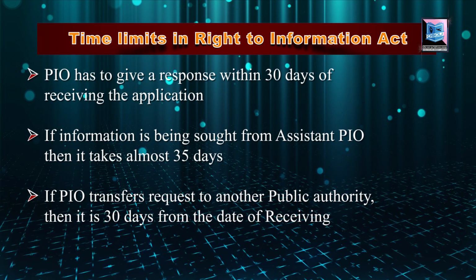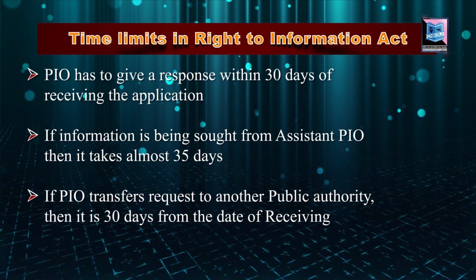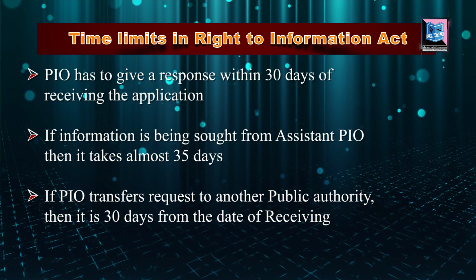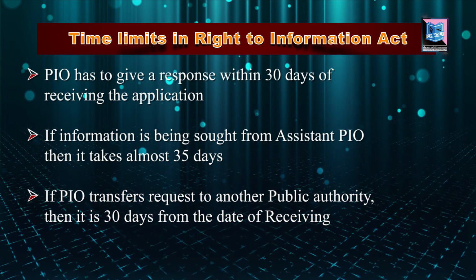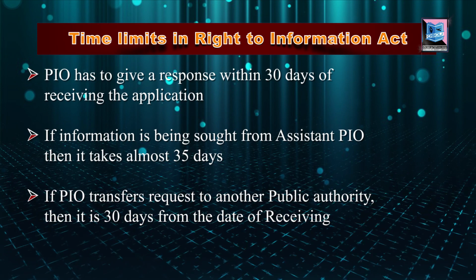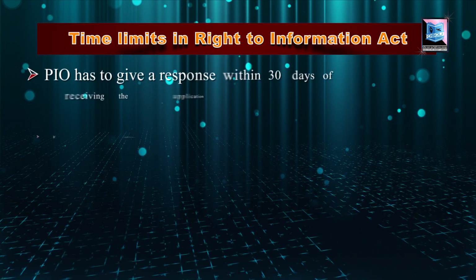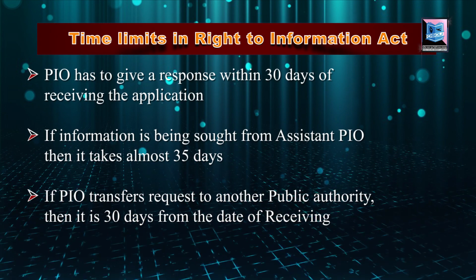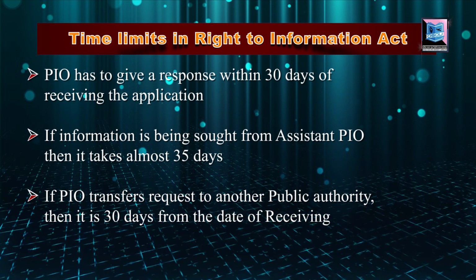If the request has been made to the PIO, then the reply is to be given within 30 days of the receipt. So if you are filing an RTI application to the PIO of a concerned organization, then you can expect to receive the information within 30 days. If the request has been made to an APIO, then it takes almost 35 days to access that particular information.